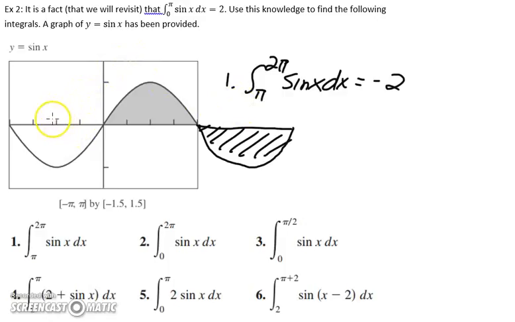So that's the first weird thing that can happen. The other two weird things are going to come up when we get to 4 and 5. So I want you to pause the video right now, take a second and try to answer 2 and 3.